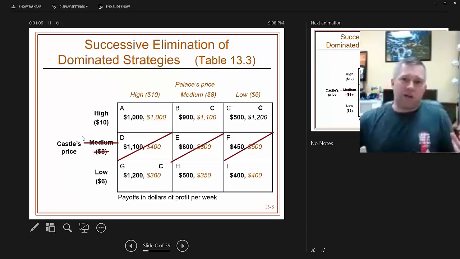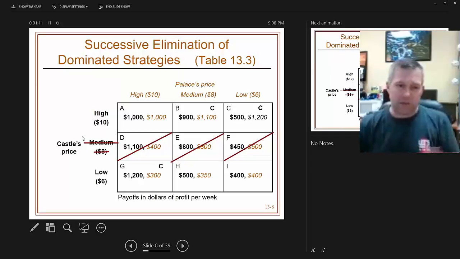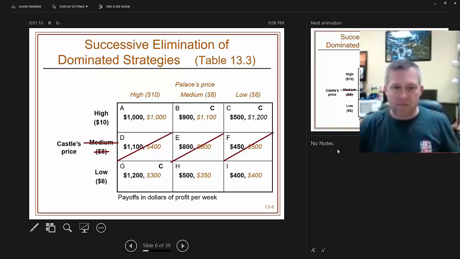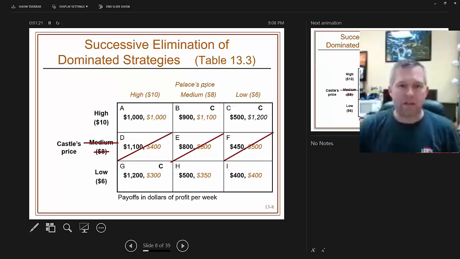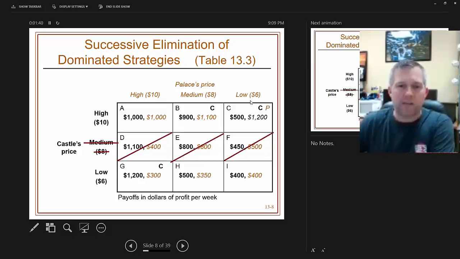So in the first round, where each side gets to choose any strategy that they would like to keep or eliminate, we could say that in castle's part of round 1, it would choose to eliminate the medium price. Palace is going to consider all 3 possibilities for castle. If palace is thinking, what if castle charges high? Then palace's payoff is $1,000 versus $1,100 versus $1,200, and that should be in a brown font, but it's not right now. So palace would say, we'd rather get this $1,200 payoff versus these other 2. So it would choose a low price.